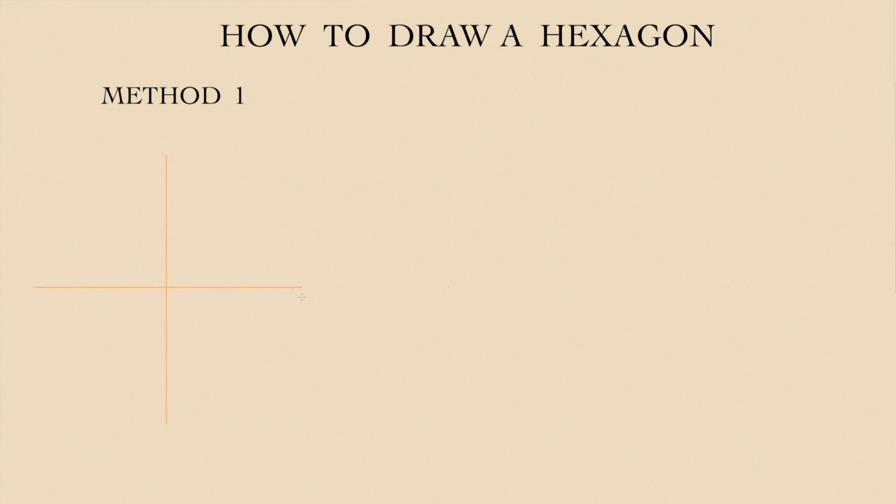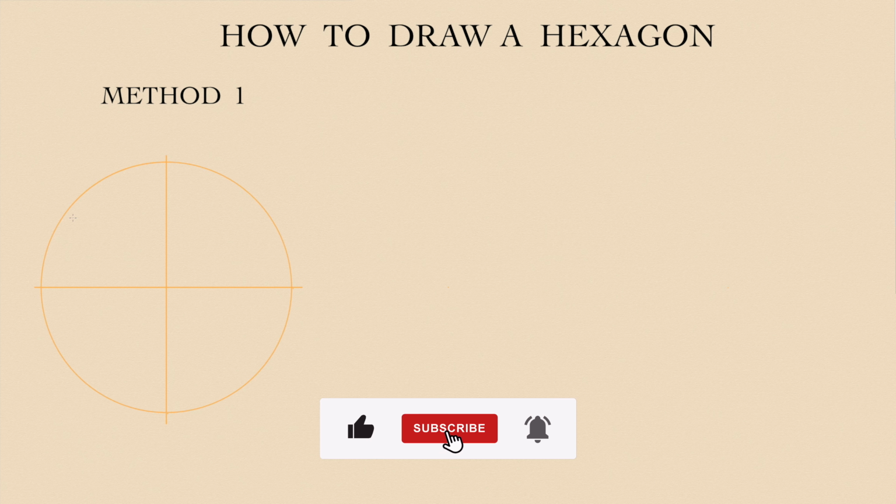A hexagon is a flat six-sided polygon with equal sides and angles. As such, it can be inscribed into a circle. The length of its side is equal to the circle's radius.